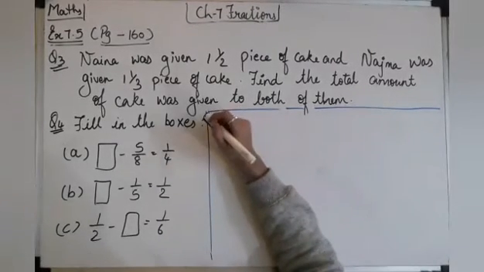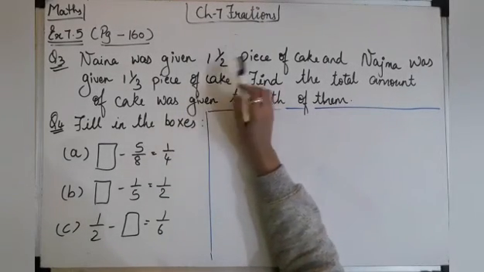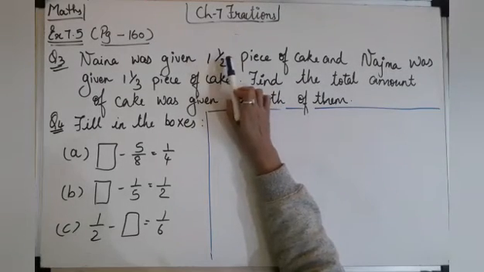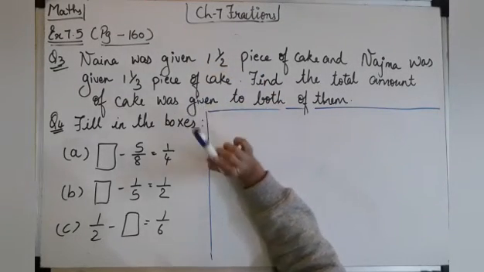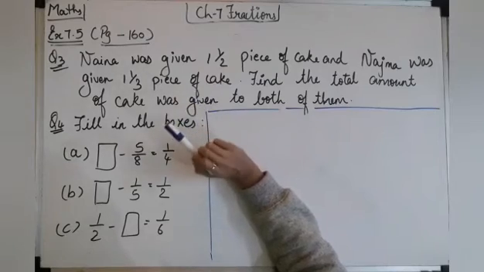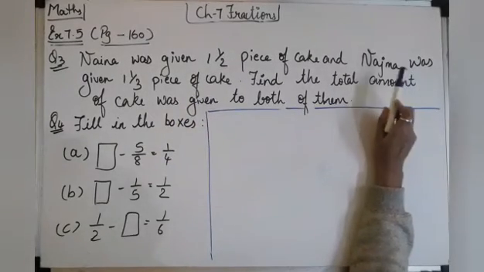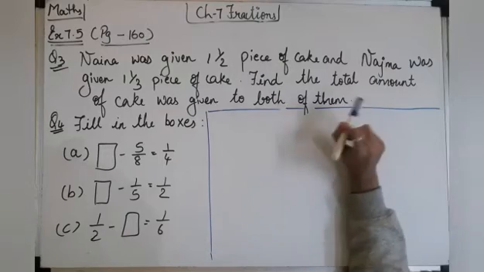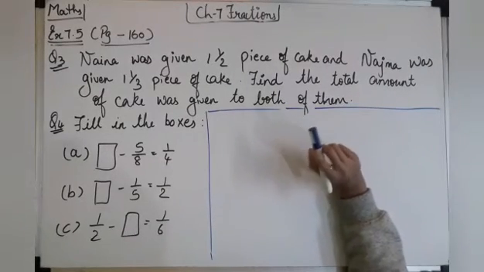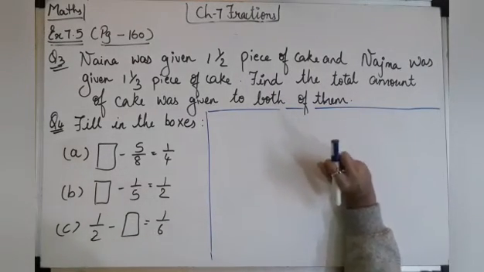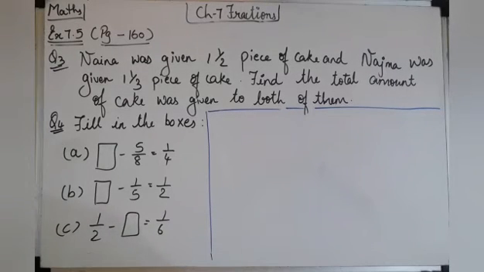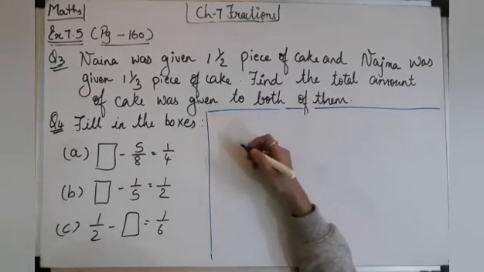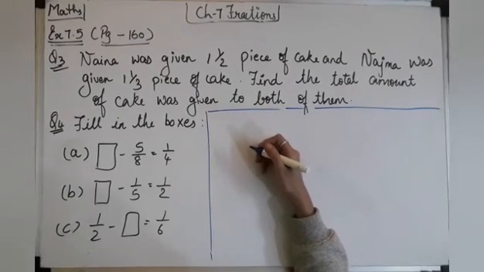So there was a shopkeeper. We can suppose that the shopkeeper has given one integer 1 upon 2 piece of cake to Nena and one integer 1 upon 3 piece of cake to Nijma. The shopkeeper wants to find the total, how much he has given to both girls. So we will help the shopkeeper to find it. Okay, let's do it.